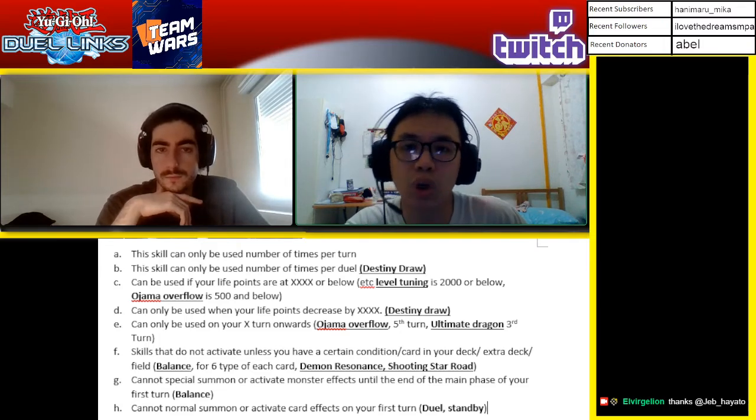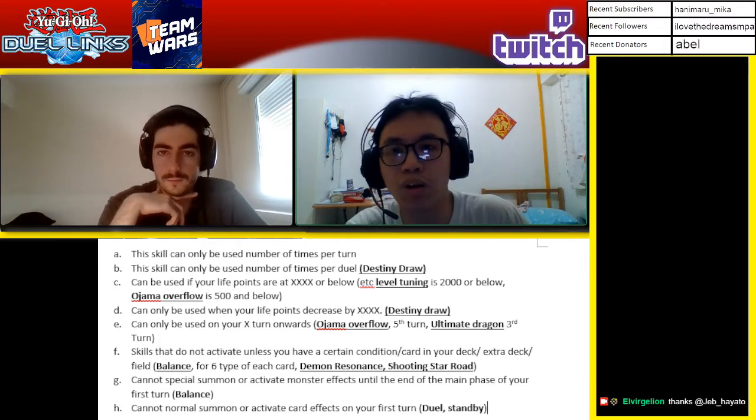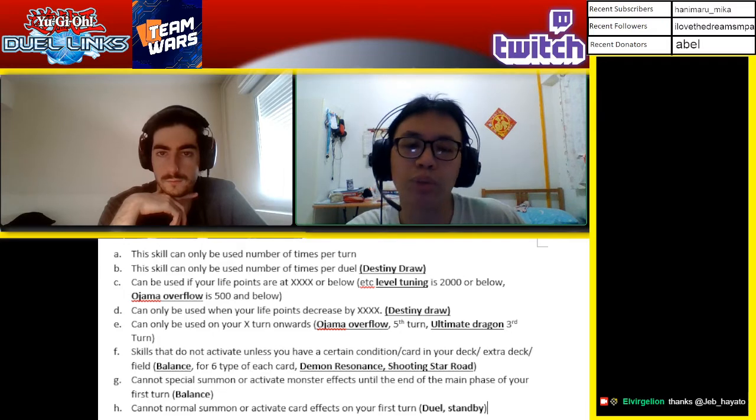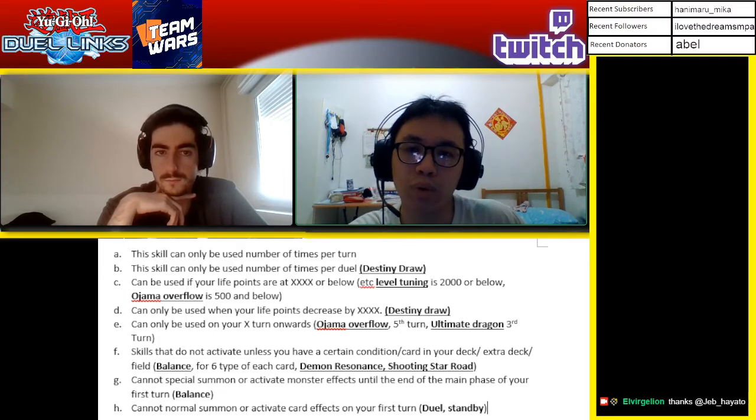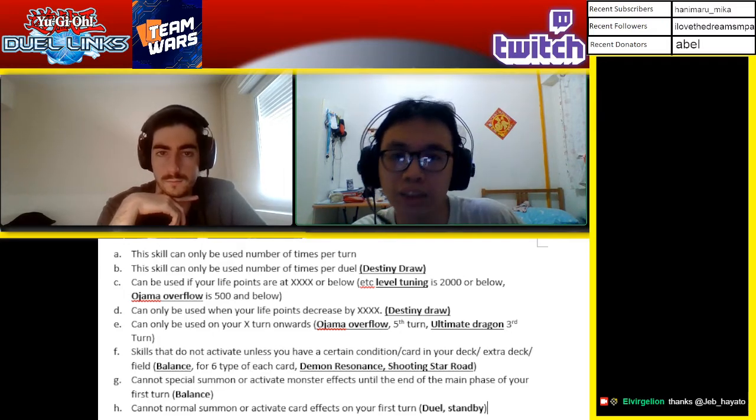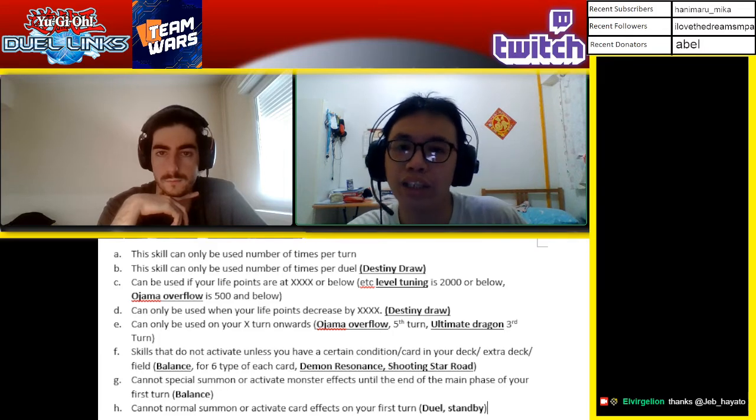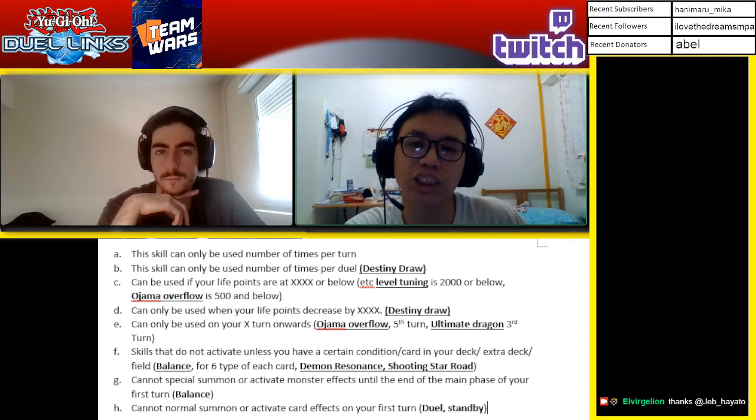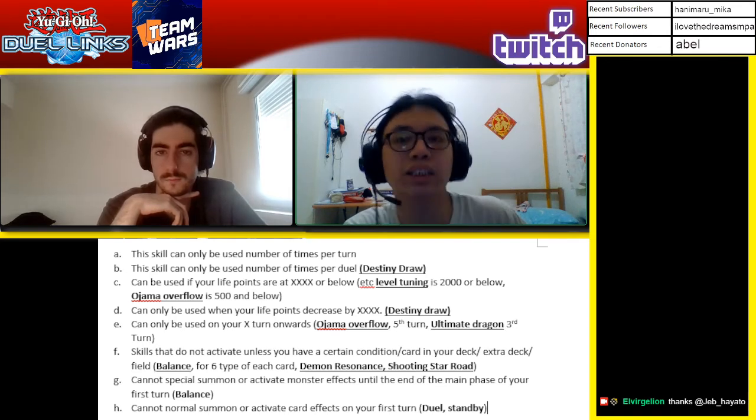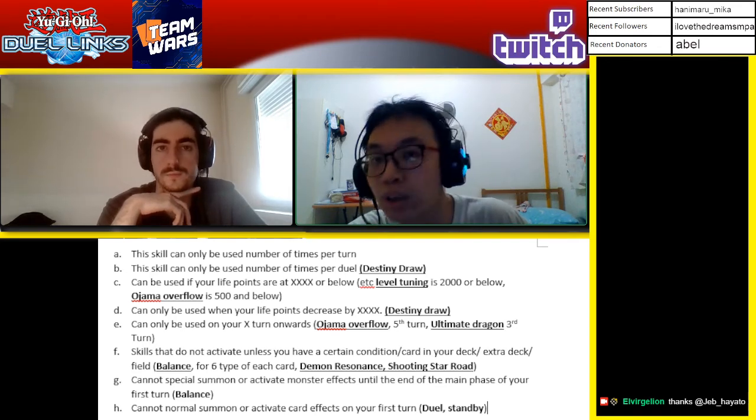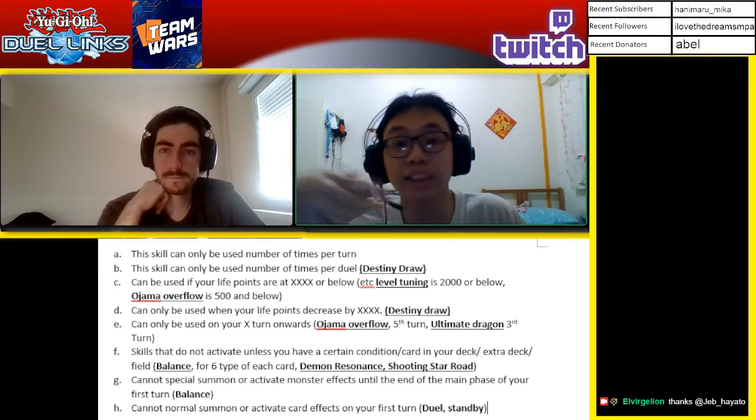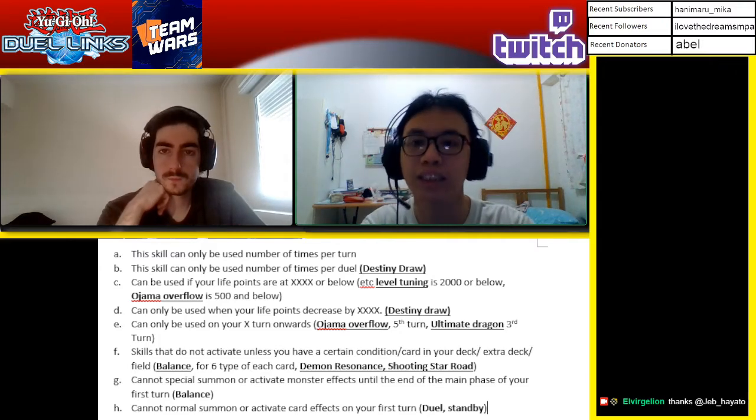Then there'll be some that are used on X number of turn onwards. So Ojama Overflow will be on the 5th turn, Ultimate Dragon will be on the 3rd turn. Then there's one more, which is skills that do not activate unless you have a certain condition or card in your deck or in your extra deck. Examples include Balance, where you have 6 copies of each card in your deck, or Demon Resonance, where you need to have a certain number of fiend monsters and resonator monsters in your deck, or Shooting Star Rope, where you have a certain number of junk monsters in your deck.